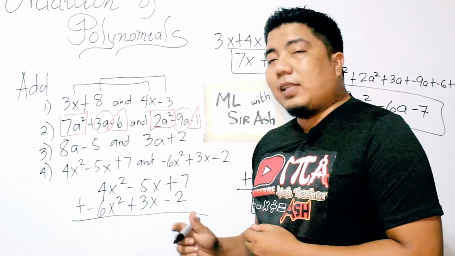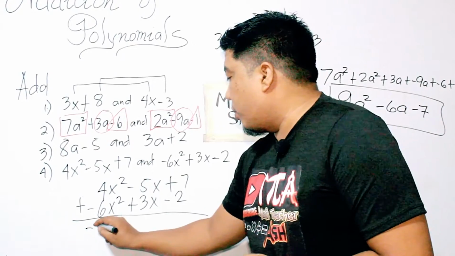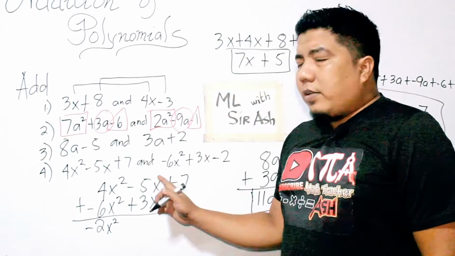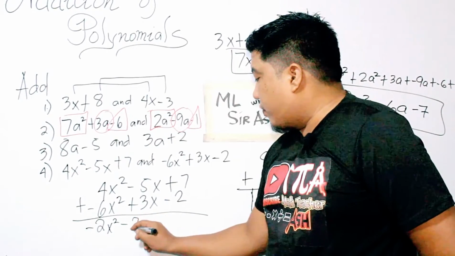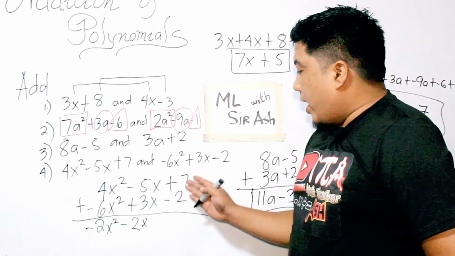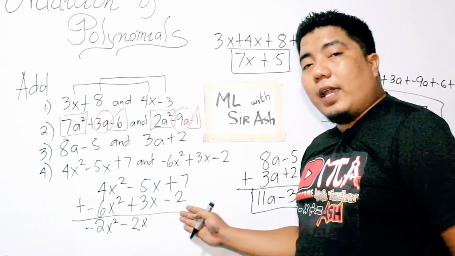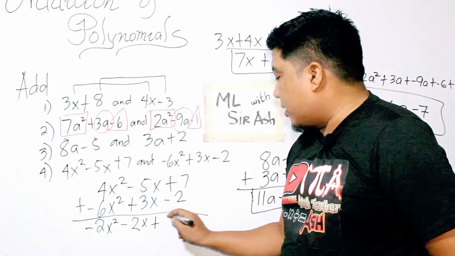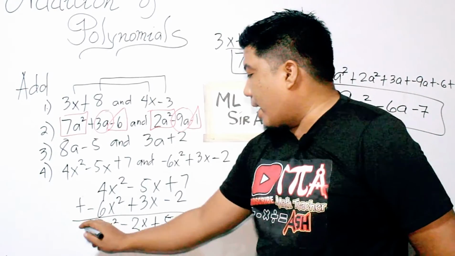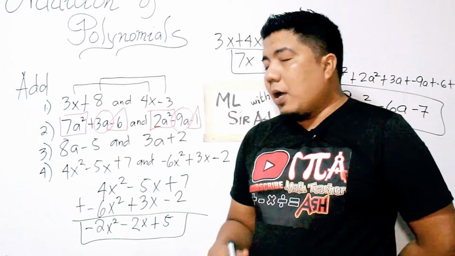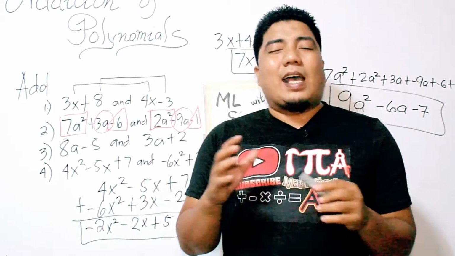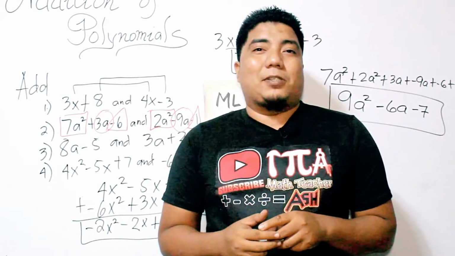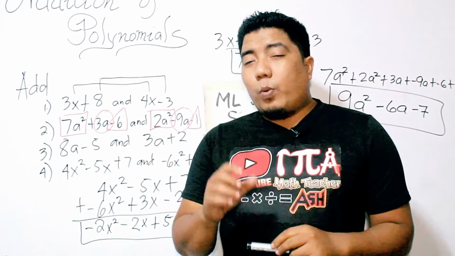4x squared plus negative 6x squared, that will give you negative 2x squared. Negative 5x plus positive 3x, that will give you negative 2x. And positive 7 plus negative 2, that will give you positive 5. So your final answer is negative 2x squared minus 2x plus 5. Easy, right? So basically, this is how simple adding polynomials is. Now, this is the time that I will challenge you whether you have understood this topic, and here it is.